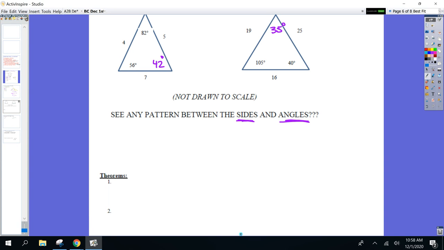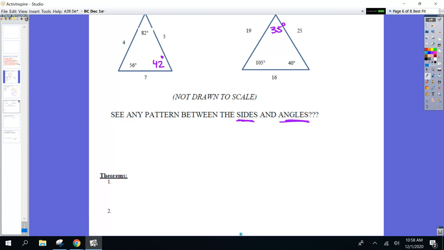The smallest angle was formed by the 2 longest sides. Correct. Here you go, everyone, look at the first triangle. Look at the smallest angle, which is 42 degrees. Where's it across from? 4, which is the smallest side. All right, and it works too in the next triangle. 35 is the smallest angle. Where's it across from? Ding! Smallest side, 16 in the triangle.